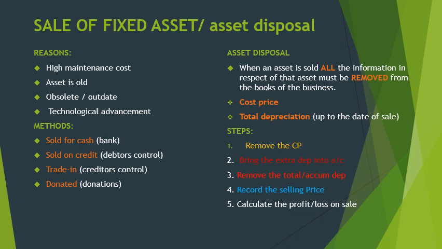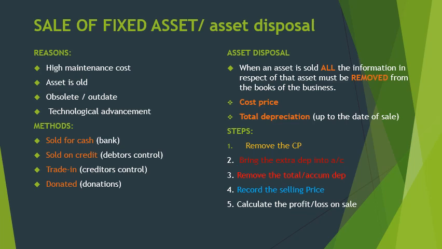Methods of disposing. To dispose means to get rid of. So an asset can be sold for cash. The contra account will be bank. It can be sold on credit. The contra account will be debtors control. Trade in. The contra account will be creditors control, and donated. The contra account will be donations. When you're talking of contra accounts, these are the names or the details that you record in the disposal account when you are preparing it in the form of a ledger account.